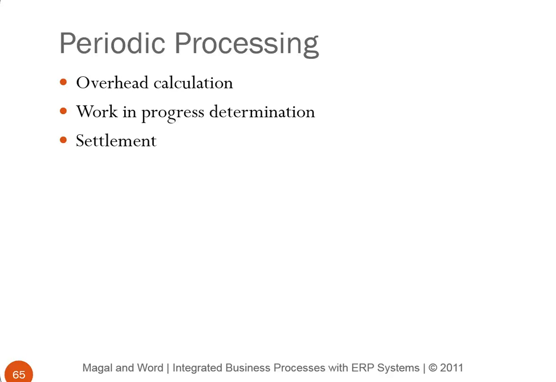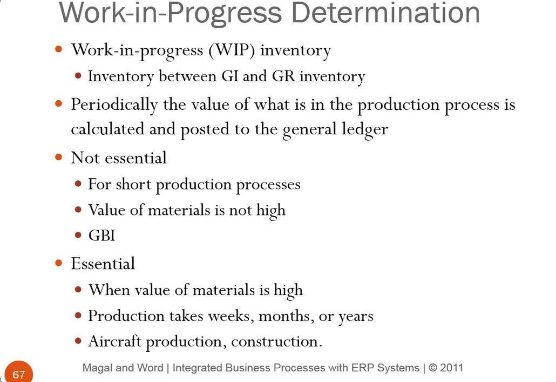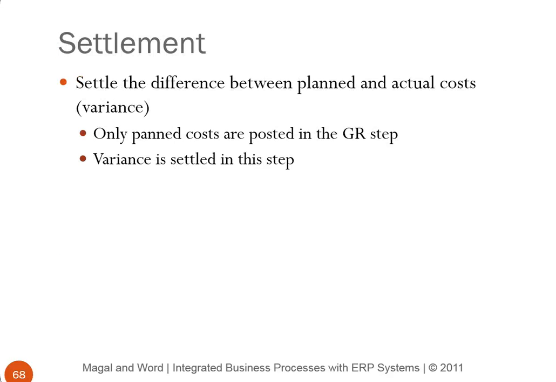And now once all this is completed, you have to do all the calculations, do the settlements, and determine if there's still anything ongoing as a part of the production. You do the calculations, the costs associated with the production order, if there's anything work in progress, and then settle the difference between the planned and the actual cost, which is sometimes known as variance. Only the planned costs are posted in the goods receipt. Variance is settled in this step also.